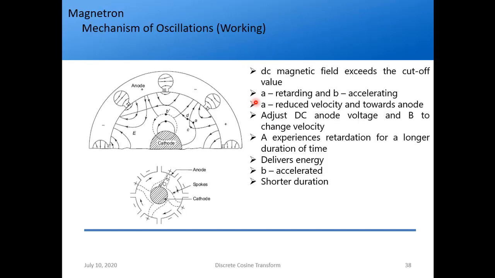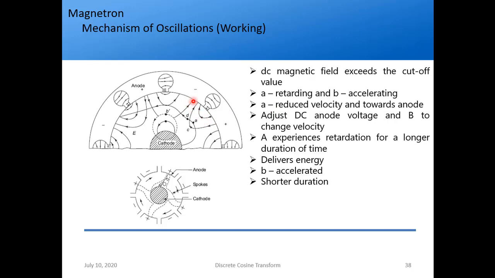So A experiences a reduced velocity and therefore a reduced force. Since it experiences a reduced force, it will tend to go more towards the anode, right? So that is why you observe this is going further toward the anode because of the retarding field, right? And what happens because of this?